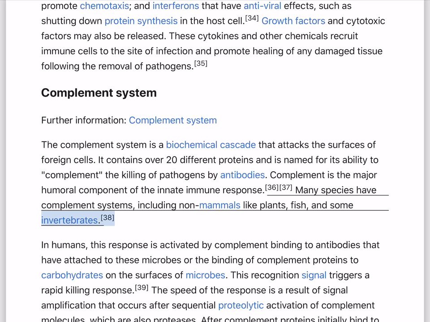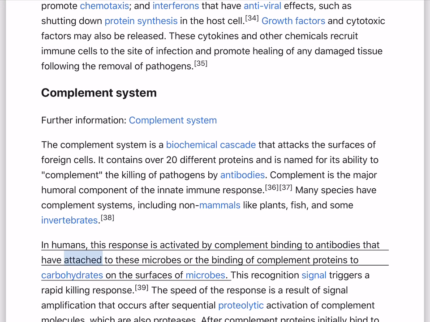In humans, this response is activated by complement binding to antibodies that have attached to these microbes, or the binding of complement proteins to carbohydrates on the surfaces of microbes. This recognition signal triggers a rapid killing response.